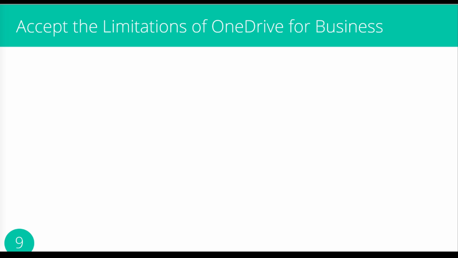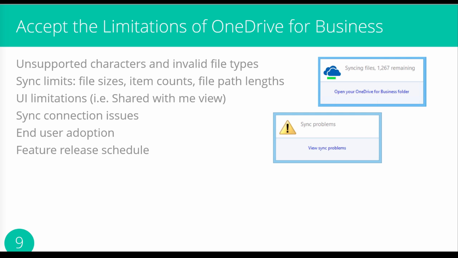So we're going to wrap up here with a look at both the limitations and the benefits of OneDrive for Business and sum up some of these things that we've been talking about. And like a lot of software, knowing the limitations of OneDrive for Business will help you use it more effectively. And we have mentioned some of these. So we mentioned unsupported characters and file size limits, item count limits, file path length limitations, things like that. So that limitation does exist.